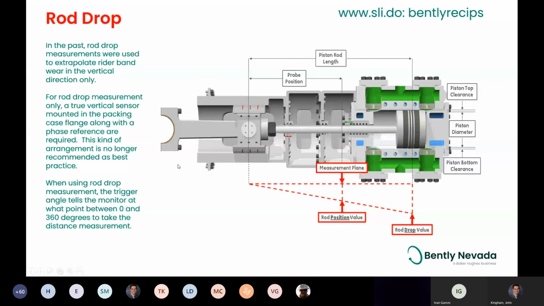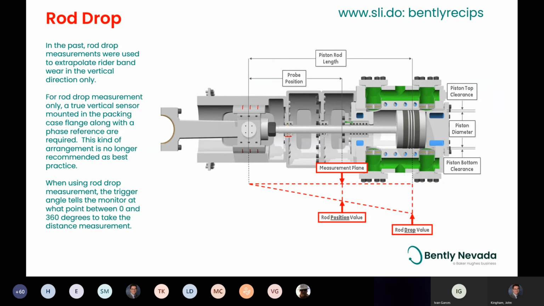Next, we're going to move on to rod drop, and in the past, rod drop measurements were used to extrapolate rider band wear in the vertical direction only. And for rod drop measurement only, a true vertical sensor mounted in the packing case flange along with a phase reference, so a keyphaser, are required. This kind of arrangement is no longer recommended as best practice.